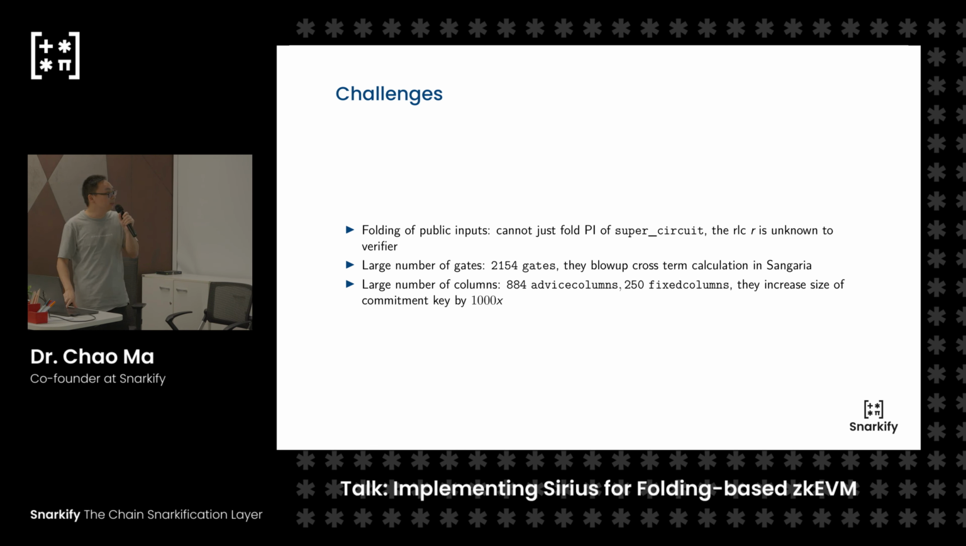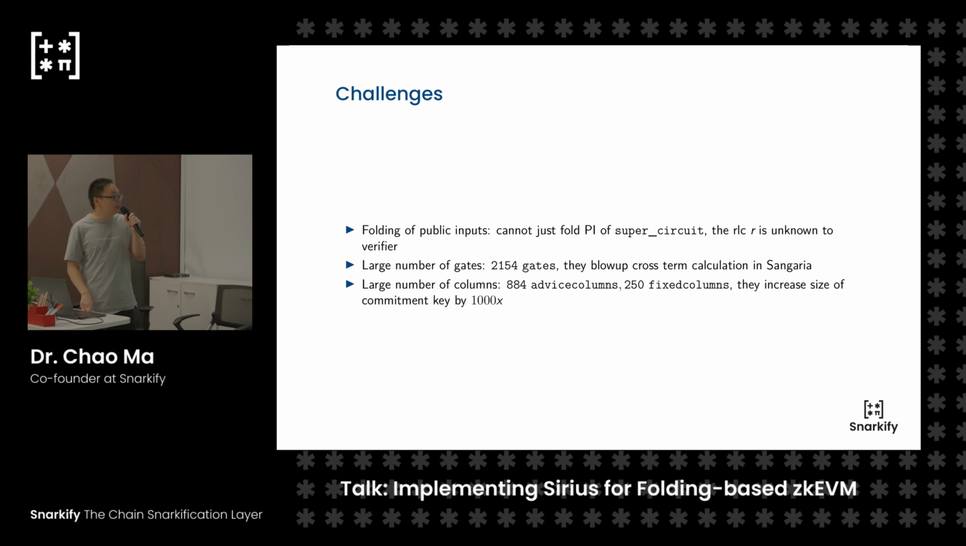The second one, I think the earlier slides also mentioned, is that the zkEVM circuit is a very large circuit. It has about 2,000 gates. In our previous version, the Sangria-type IVC, we symbolically combine all these gates. If you have 2,000 gates, you actually get a 2,000-degree polynomial when you combine them together. That blows up if you want to calculate the constants in Sangria. This is something we cannot proceed with using the Sangria-type IVC.